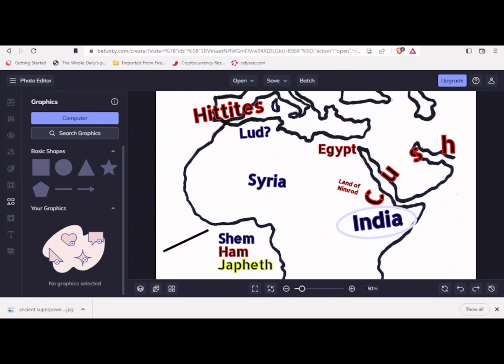Let me just explain the map we're using. I've got three colors for the three different sons of Noah, Shem, Ham and Japheth. And I've got a question mark for Lud, so we'll speak about that.